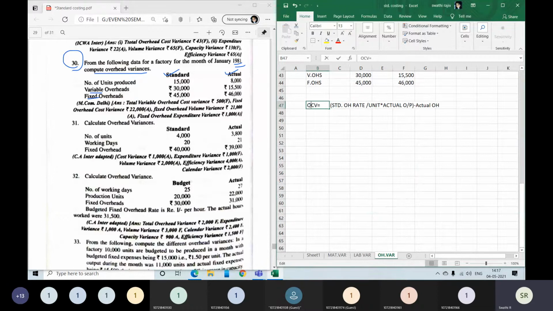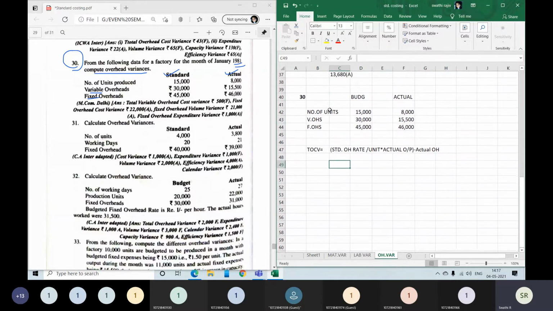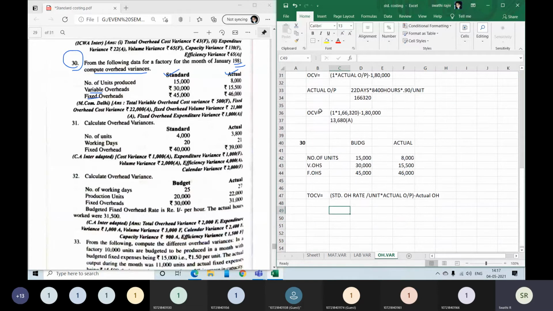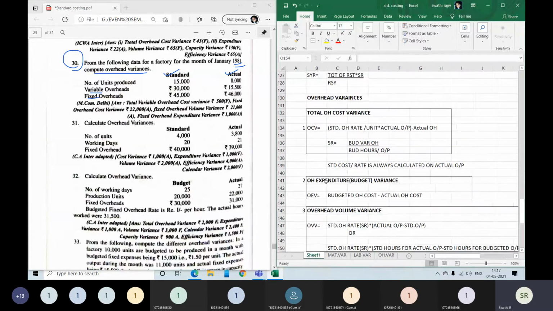I'll just make a small change here. I'll write it as total overhead cost variance. This is the basic formula. All right, class, is there any doubt with the formula? This is what we have been doing in all other classes, in the past two questions also. Our very first formula for calculating is total overhead cost variance.